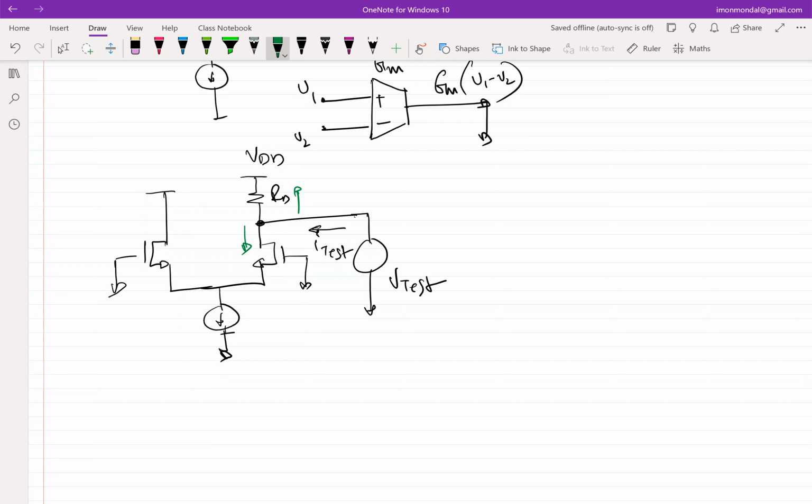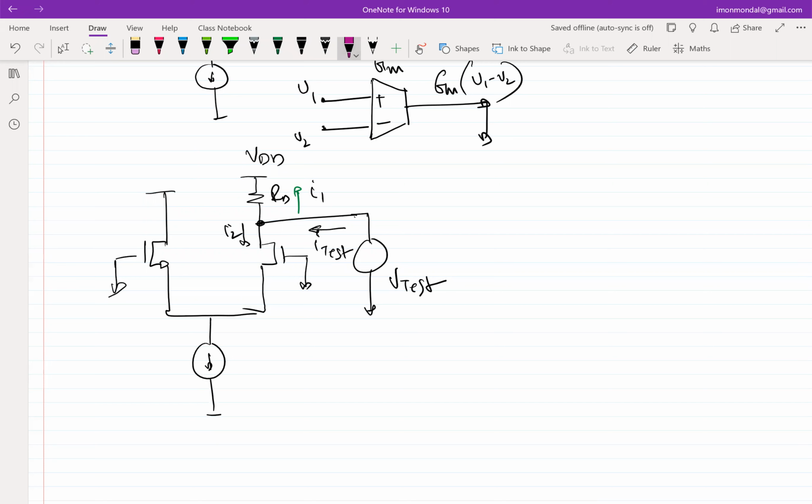Let me sketch it slightly bigger. Now we're trying to find out the looking down impedance. Essentially, the I test just splits into two parts, I1 looking up and I2 looking down. Now we are trying to find out what is V test by I2. That is the impedance looking down. So if I have to find out the impedance looking down, what should I do?